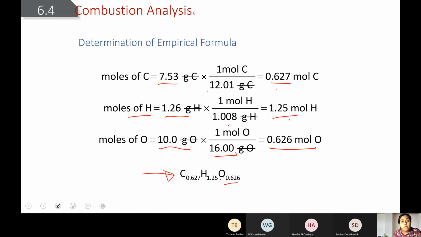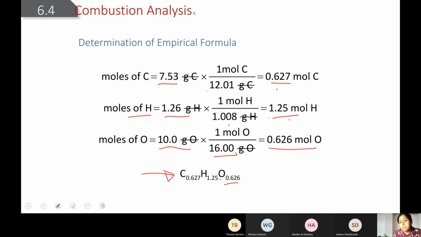Is that all? Are we finished? No, we cannot give the empirical formula in decimal values. We should provide it with positive integers. So how can I change these decimals to positive integers? Yes, I divide every value by the smallest number. So what is the smallest number?